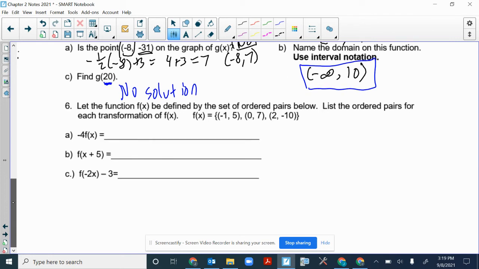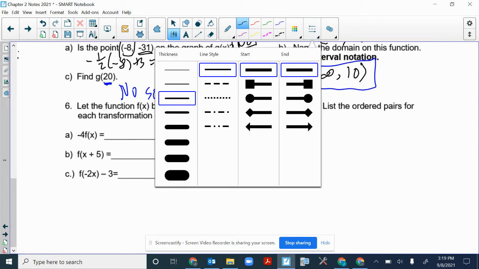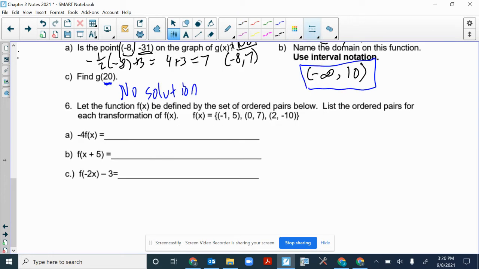Okay, so now moving on to number 6. We have this function that has just these 3 ordered pairs, and we want to transform them based off what's written. So the first one, we have just a -4 multiplied by our function. So that means it's a vertical stretch and a reflection. But you can even read this. This is saying -4 times f of x. F of x is y. So really, we just take -4 and multiply it by the y's.